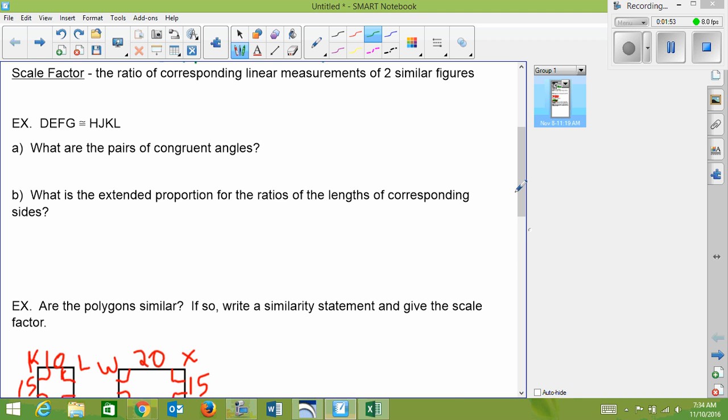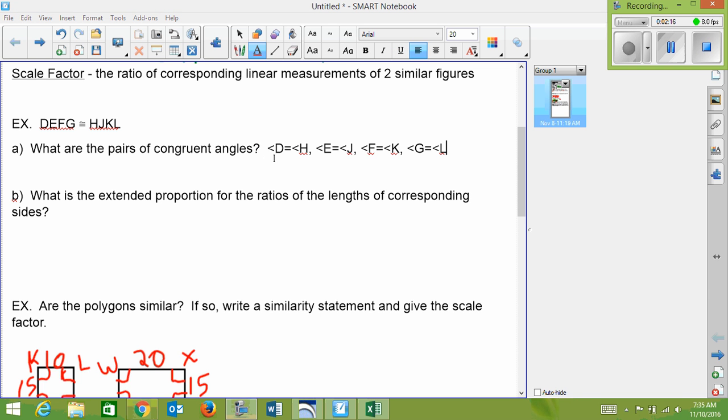So from my example here, I have DEFG similar to HJKL. What are the pairs of congruent angles? We did this in chapter 4, where we had to match up the sides or the angles. So angle D equals angle H. Here are the angles that are equal to each other. If you just look at the congruence statement here, D and H match up, E and J, F and K, G and L. That's where I got these from.